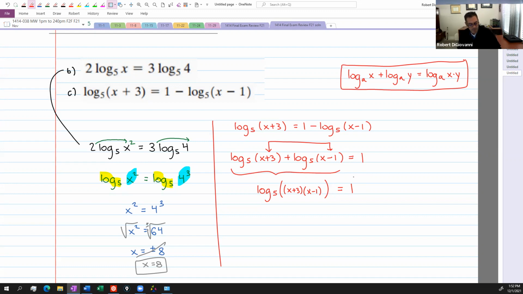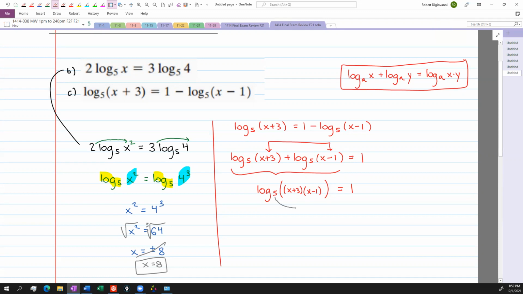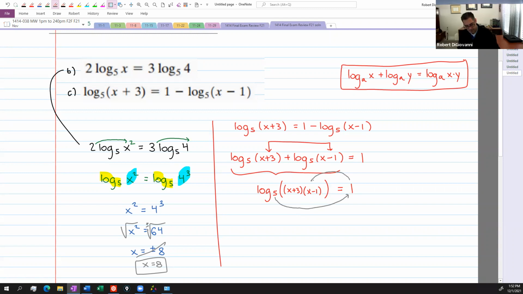You'll know what to do? Sure. So with a cycle, would that be 5 to the power of 1? Yep. That's it. We're going to do that little loop. We're going to do 5 raised to the first power, which must equal x plus 3 times x minus 1. 5 to the first power is 5. And then we have to FOIL this out on the right-hand side, and we should get this quadratic.